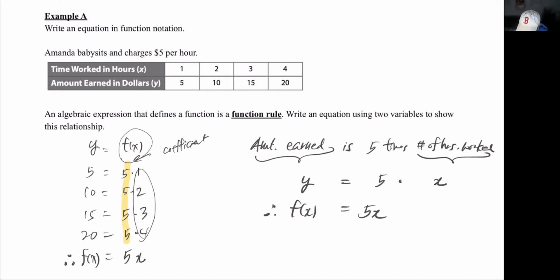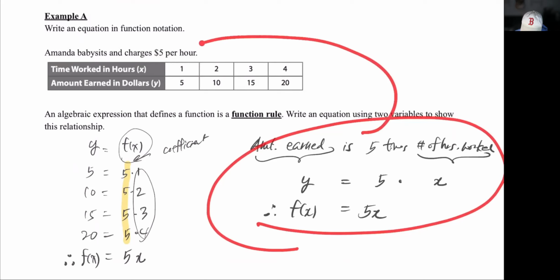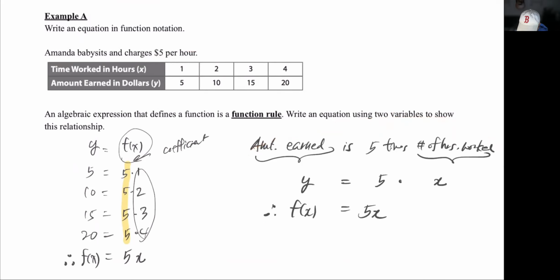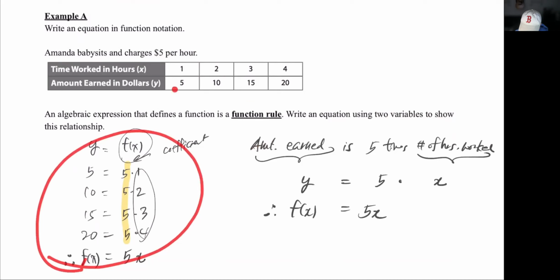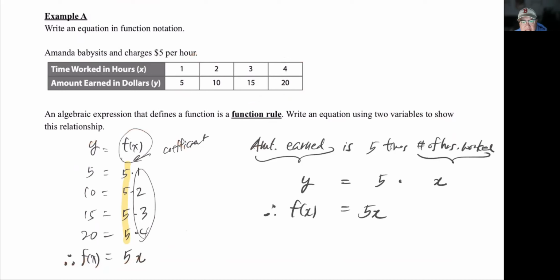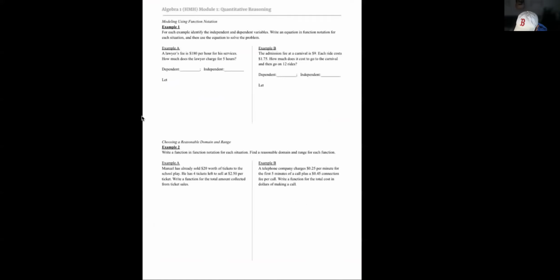So this right here, we got from this information. And this we got from recognizing the pattern that was there in the table values. Okie doke. All right. So let me do one example.